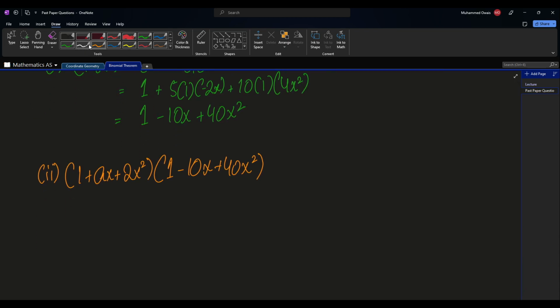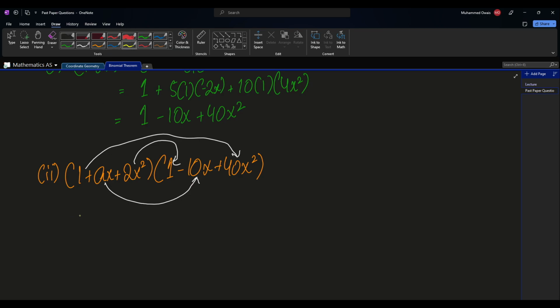Alright, so what will we multiply to get x squares? So 1 with 40x square will give me a value of x square. Ax with 10x would give me a value of x square. 2x square with 1 would give me a value of x square. So we'll only multiply these terms.